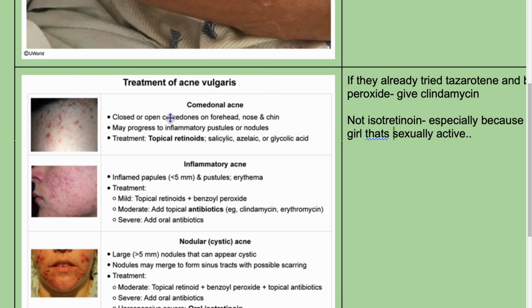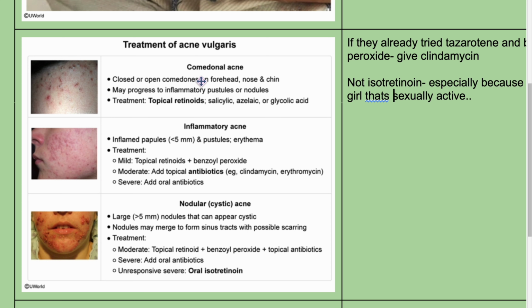Treatment for acne vulgaris. So there are three types. There's comedonal acne. So it's closed or open comedones on forehead, nose, and chin. May progress to inflammatory pustules or nodules. Treatment is topical retinoids, salicylic, azelaic, or glycolic acid. Inflammatory acne. Inflamed papules less than 5 millimeters and pustules.